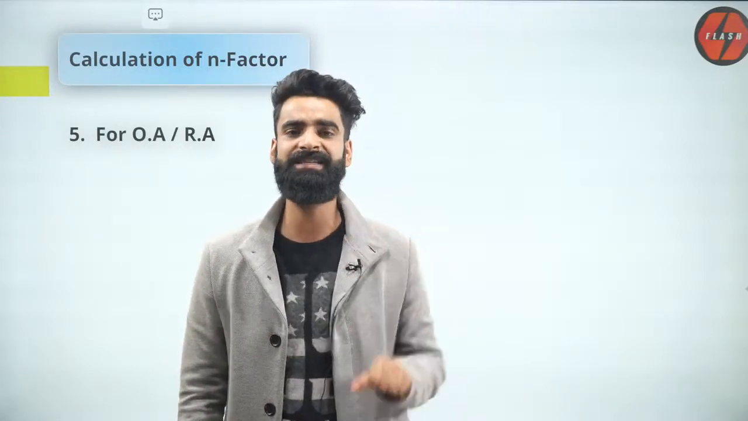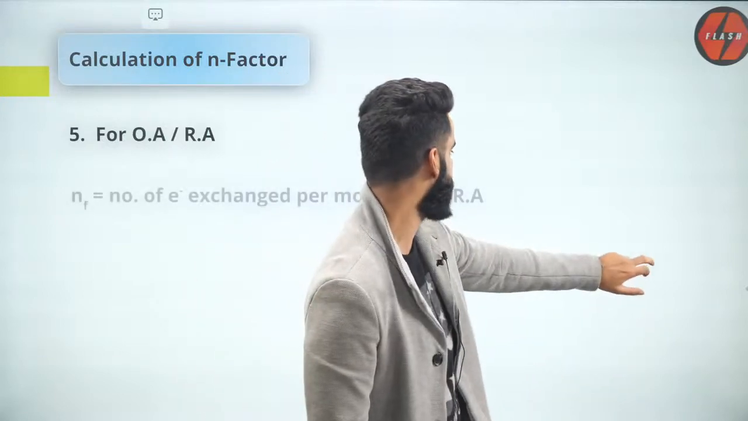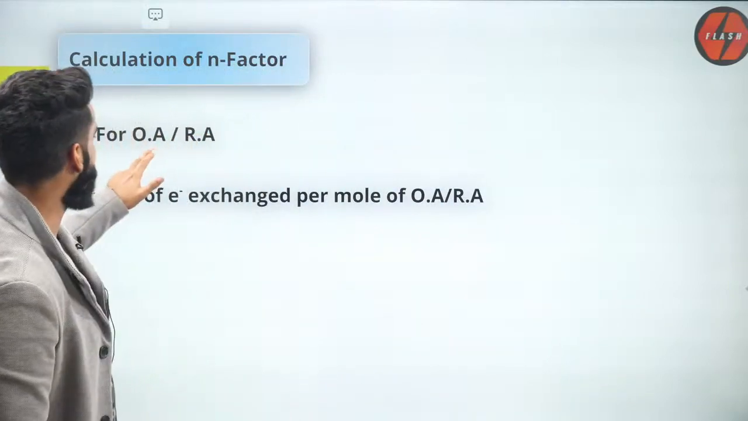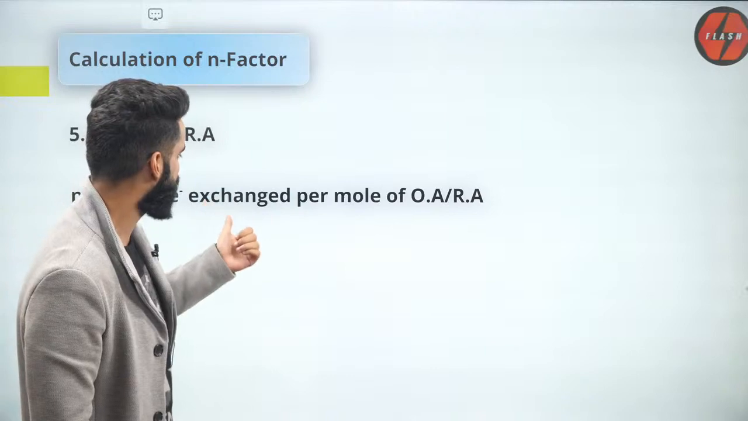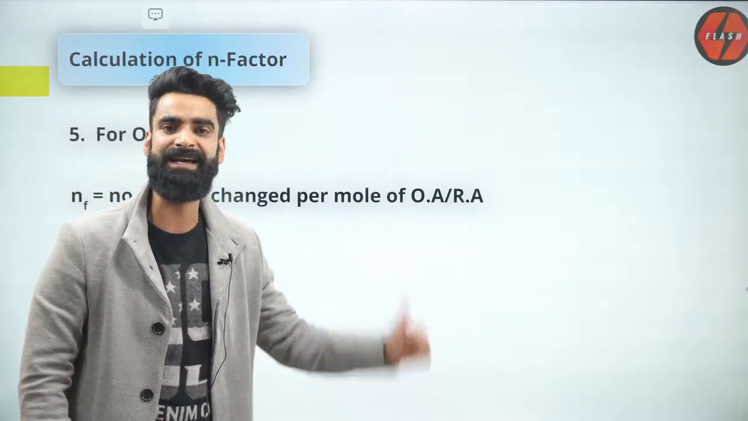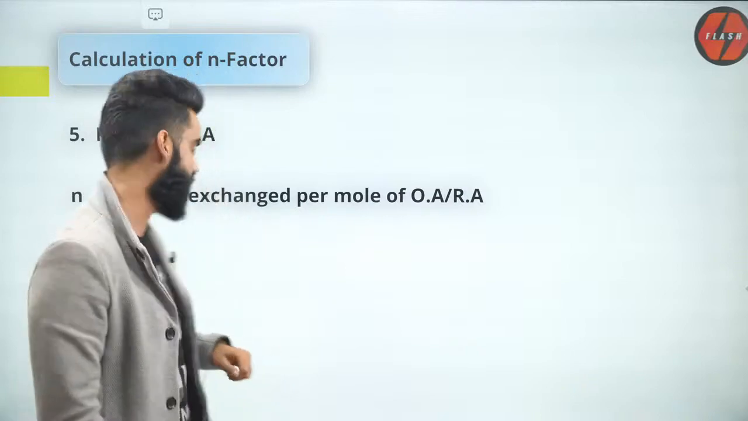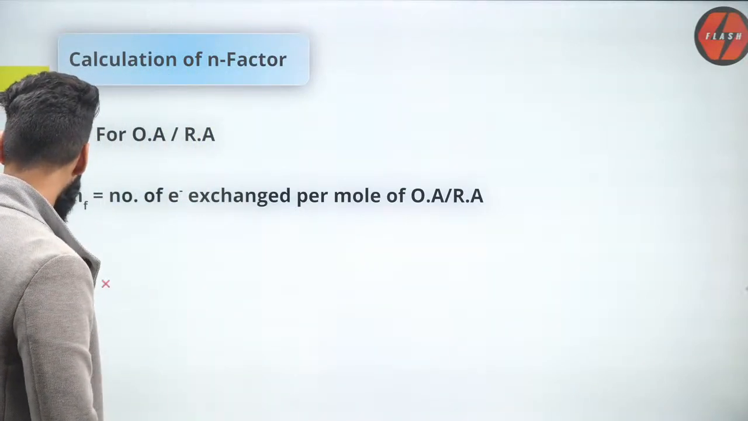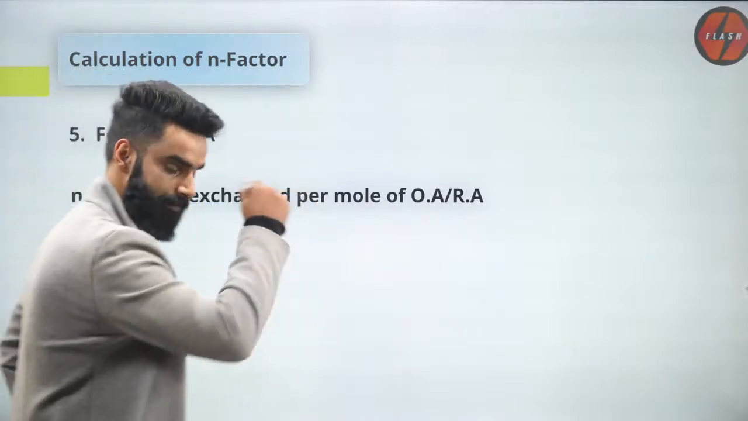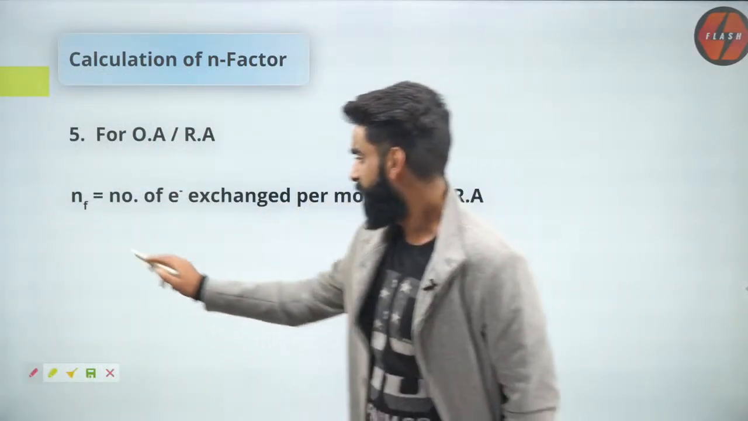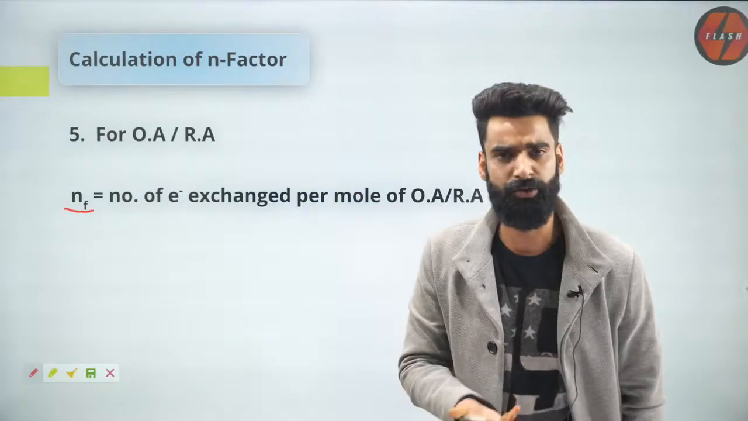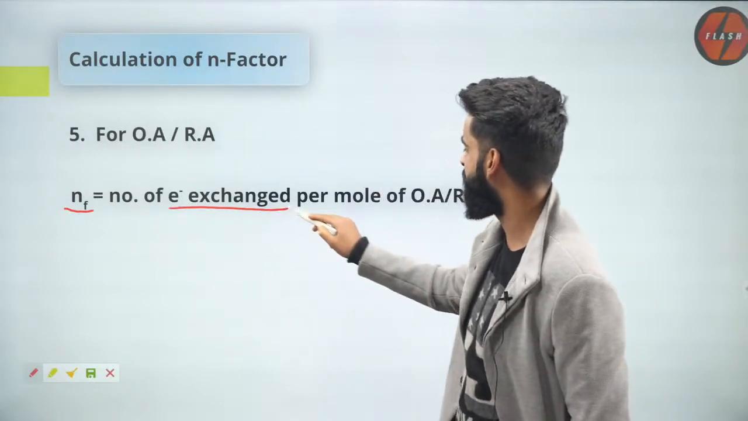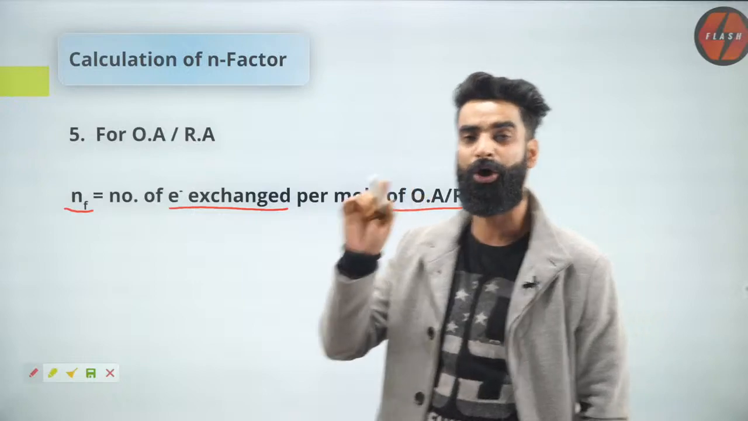Now the point is, how do we calculate this N factor for the oxidizing agents and reducing agents? Just people have a look. N factor for an oxidizing agent or reducing agent is always equal to the number of electrons exchanged per mole of oxidizing or reducing agent. What do we mean by that? Have a look. As per this definition, in order to calculate the N factor of the oxidizing agent or the reducing agent, we look at the number of electrons exchanged per mole of oxidizing agent or the reducing agent.